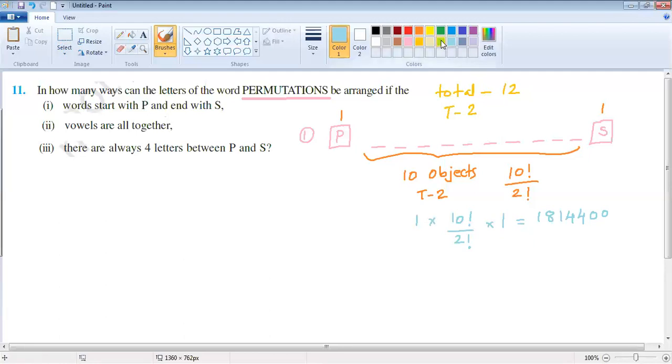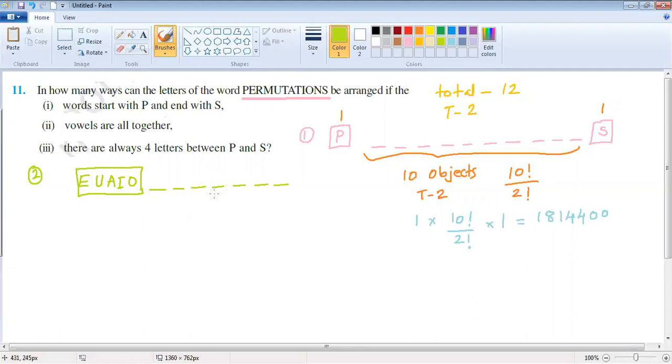Now, coming to the second question. What they're saying is all the vowels should be together. The vowels are E, U, A, I, O. So these should come together. So what we will do is consider this as a single unit. So 5 letters have become a single unit. Total was 12, so the remaining count is 1, 2, 3, 4, 5, 6, 7, plus this unit.